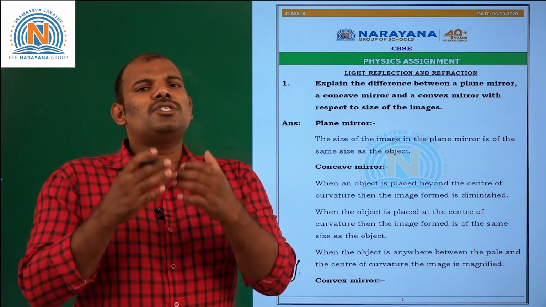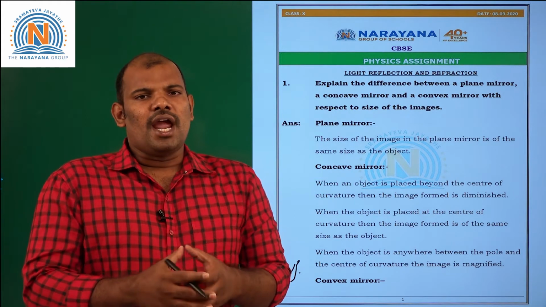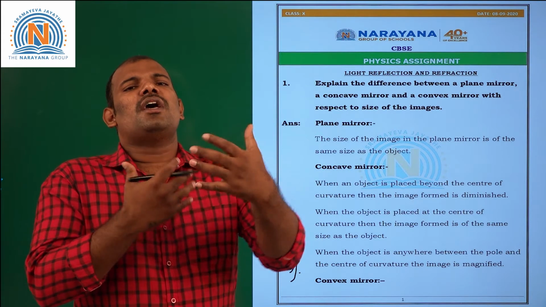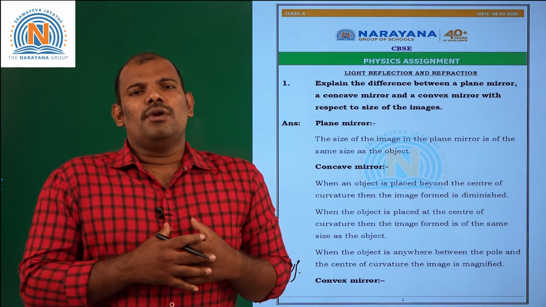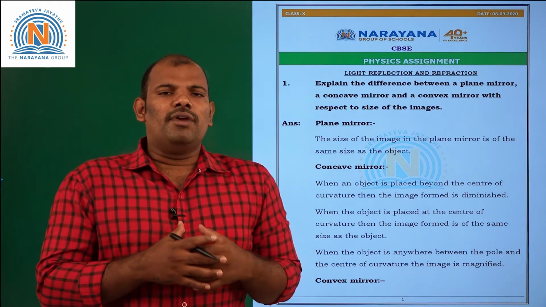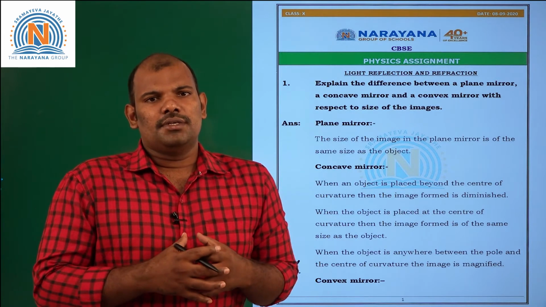And when you place the object before center of curvature, and you can say that is between focus and center of curvature, so that you get magnified image. Or when you place the object between pole and focus also, you get a magnified image.